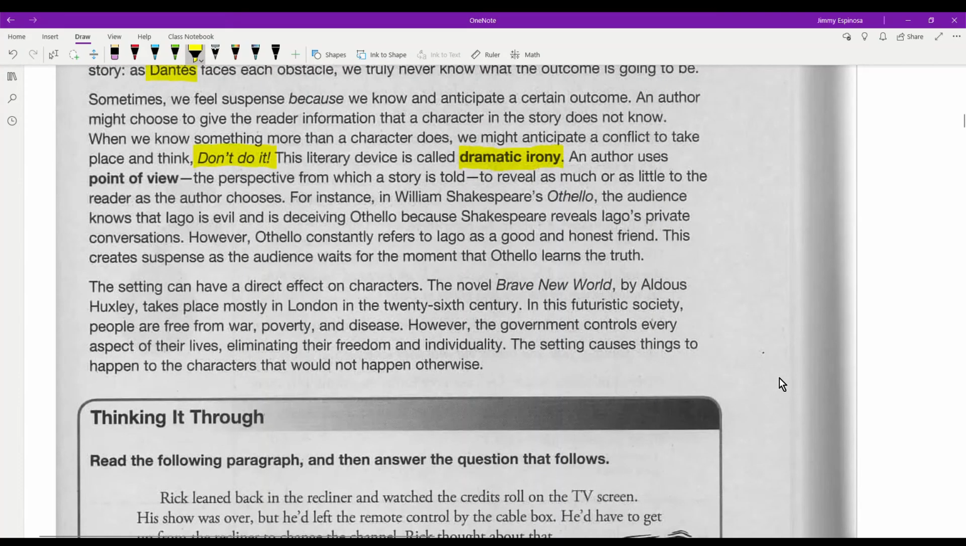Now, the setting can have a direct effect on characters as well. The novel Brave New World by Aldous Huxley takes place mostly in London in the 26th century. In this futuristic society, people are free from war, poverty, and disease. Sounds great, doesn't it? However, the government controls every aspect of their lives, eliminating their freedom and individuality. The setting causes things to happen to characters that would not happen otherwise.